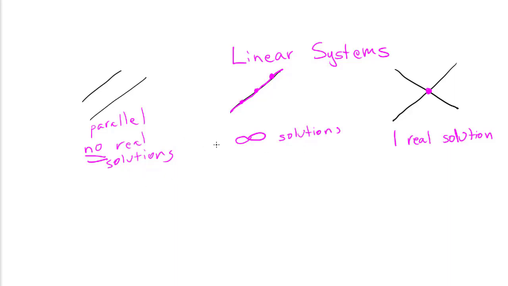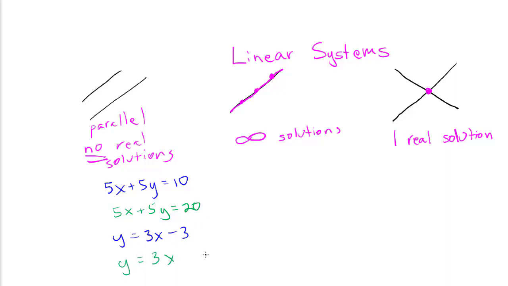So in the parallel case, let's look at that in standard form for a second. Suppose I had 5x plus 5y equals 10. A parallel line might be something like 5x plus 5y, the same ratio of the a to b coefficients, equals 20, a different c value. They would be separate lines but parallel. That would have no real solutions. In y equals mx plus b format, that might look something like y equals, say, 3x minus 3. Or a parallel line to that would be y equals 3x. Different y-intercepts, so they're separate lines, but they have the same slope. Therefore, they're parallel lines.